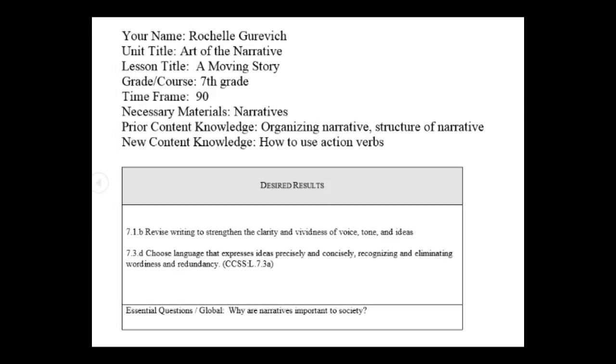Okay, so here's your 3rd lesson plan, the one on revision. This evidence outcome, you did work on vividness of voice, but I really didn't see you address any tone. And this one, you worked on language that was descriptive, but not necessarily precise and concise. And I don't feel like anything that you did focused on recognizing and eliminating wordiness and redundancy.